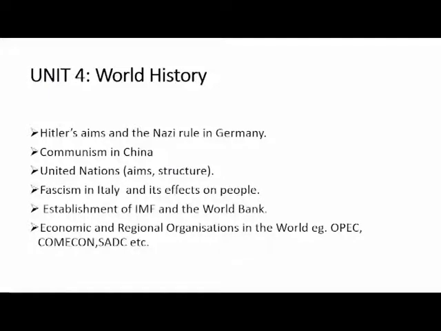Second last point here is on the establishments of the IMF and the World Bank. Many a times students ask questions like, what is the IMF and the World Bank? Let me just get into this. Why are we having the IMF and the World Bank together? It's not IMF or, but it's IMF and the World Bank together. These are, we can say, two in one.